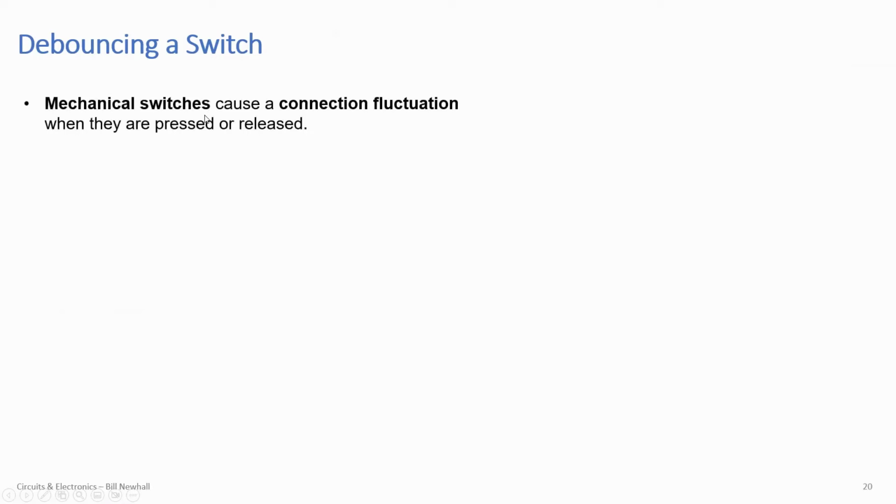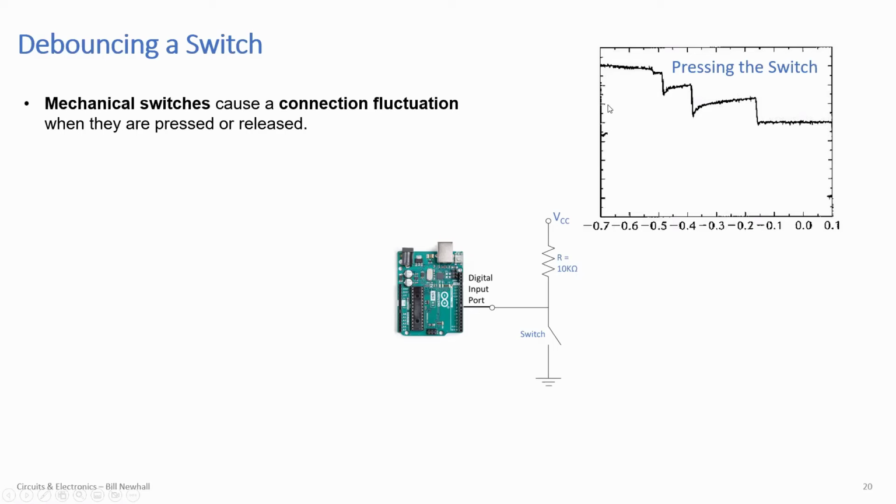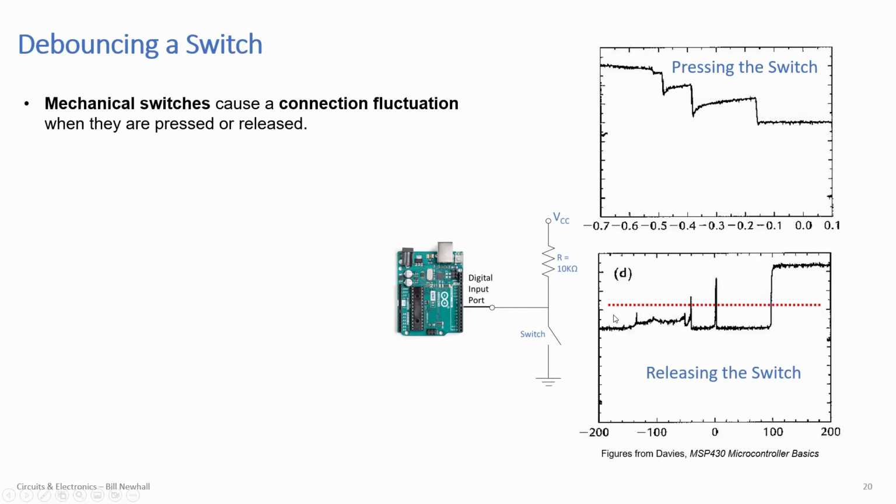A mechanical switch causes this connection fluctuation when it is pressed and released because of the contacts, those metal contacts pressing against each other and then separating, and maybe there's some sliding action going on there. So if you have the setup that I just talked about and you look at the voltage on the digital input port, when you press the switch, you might see something like this. See, there's not one fall down to zero. You get this scratchiness, this voltage falling and rising and falling and rising. In fact, when you open up, it looks like this. When you release the switch, you see these spikes.